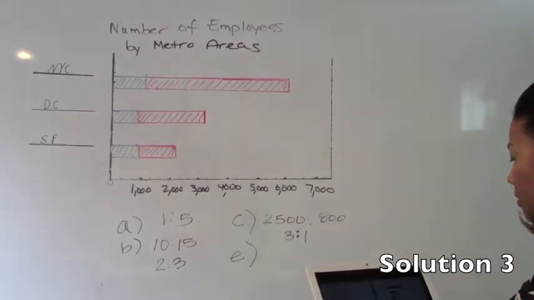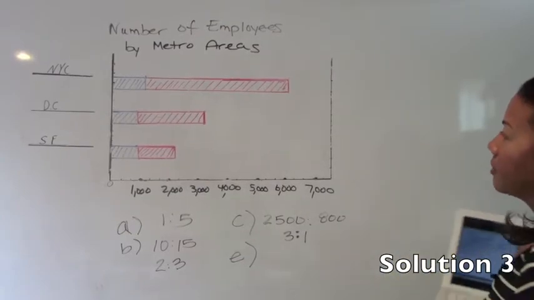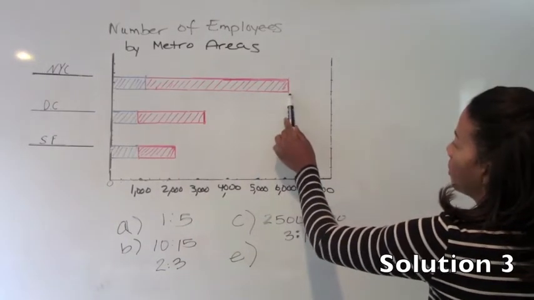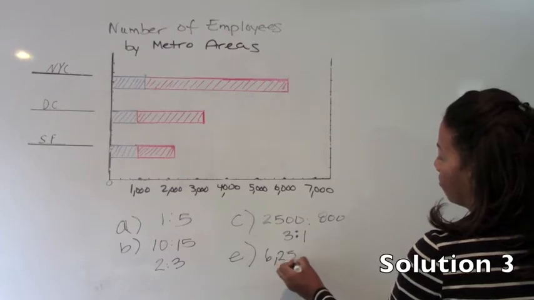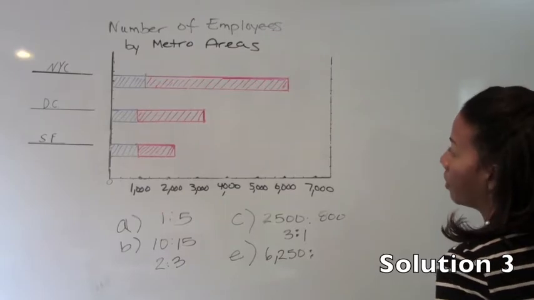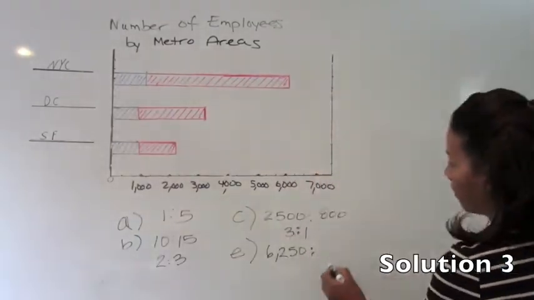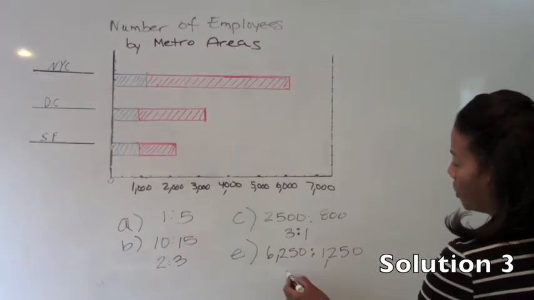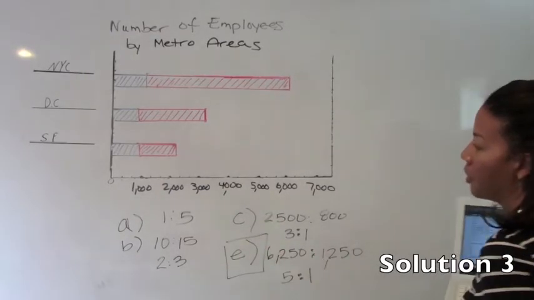And then the final one for E is asking us all employees to part-time employees in New York. So all employees means we're taking from the blue and the red, which is going to be the greatest by far. So that's about, let's say, 6,250 maybe. We're doing all to part-time employees. So the part-time employees is about, let's say, 1,250. And if you reduce that in your calculator, you will get 5 to 1. So then the answer choice is E for number 3.